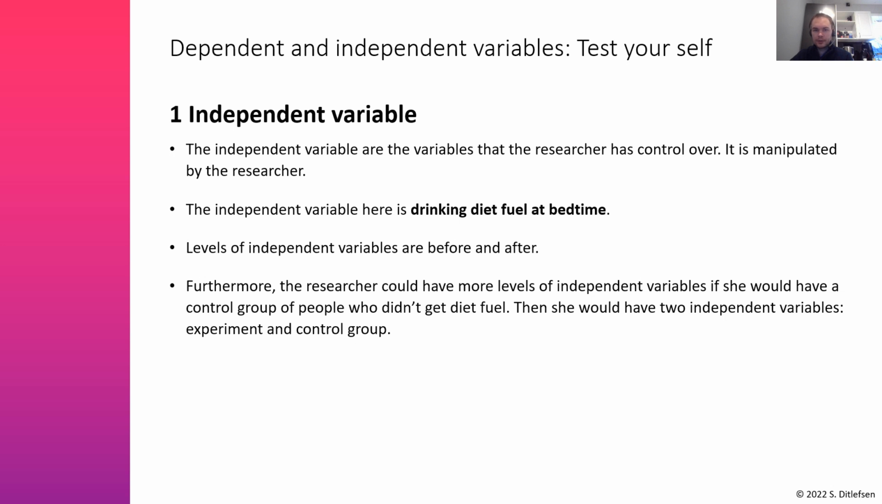Furthermore, the researcher could have more levels of independent variables if she would have a control group of people who didn't get diet fuel. Then she would have two independent variables, experimental and control group. So we can have even more independent variables. It is what we have control over.